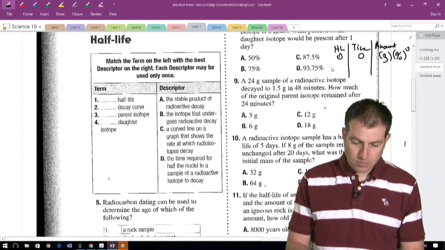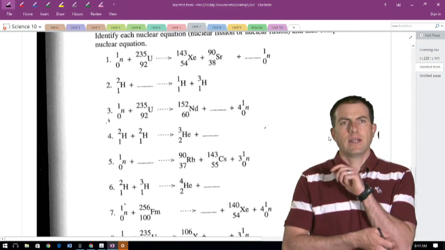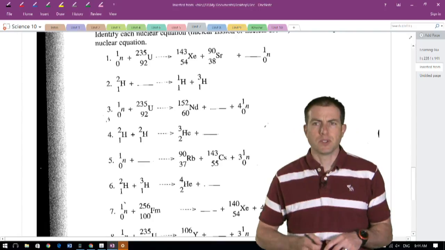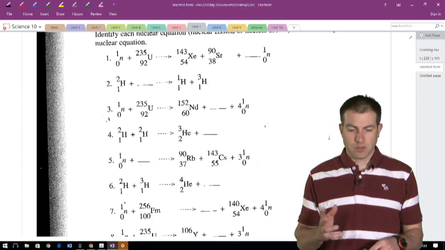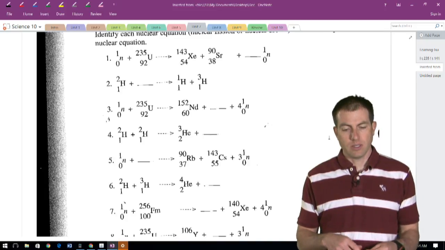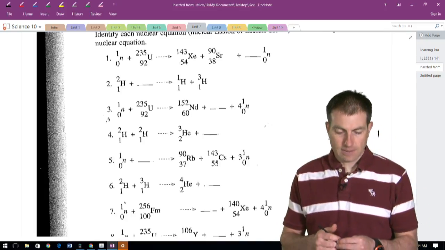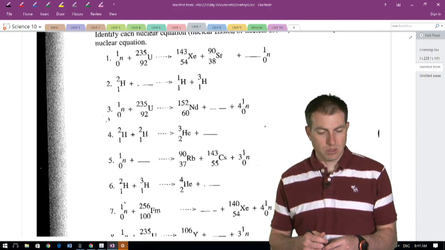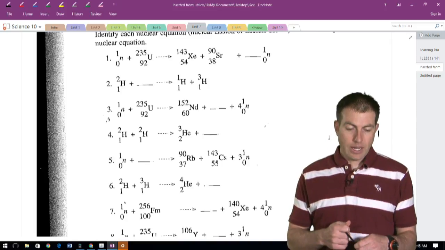There you go. The second part is the fission and fusion examples. So these are these radioactive sort of decays or induced radioactive decay, things like that. So we've done one really similar to number 1 in the learning guide, so I'll just go right to number 2.